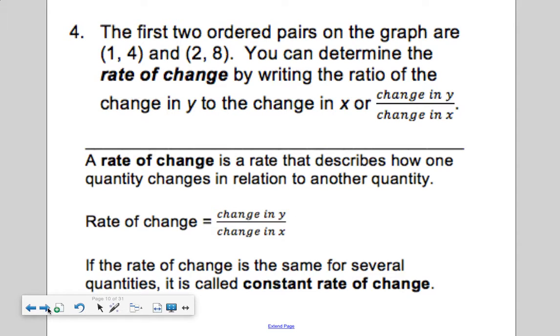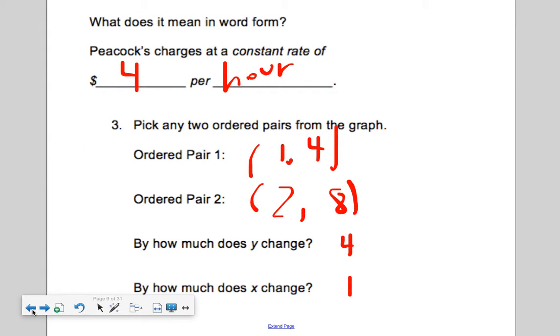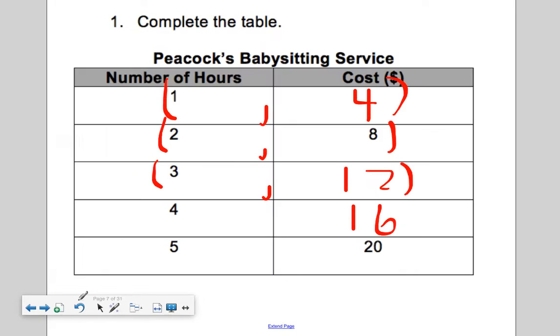So what happens if it is the same for several quantities? That is called a constant rate of change. If you look at our table, is it changing the same amount at every ordered pair? It's changing $4 here, $4 here, $4 here for every hour. So that's why this is a constant rate of change. So no matter how many hours she uses Mrs. Peacock's babysitting service, she will always be charged the same constant rate of change, $4 for every hour.